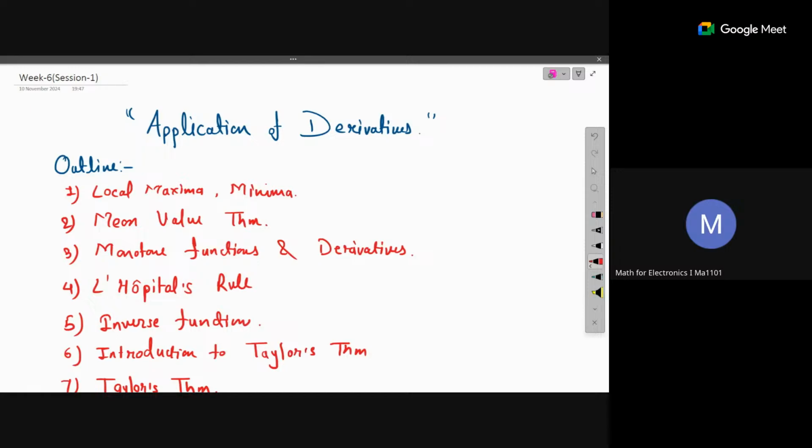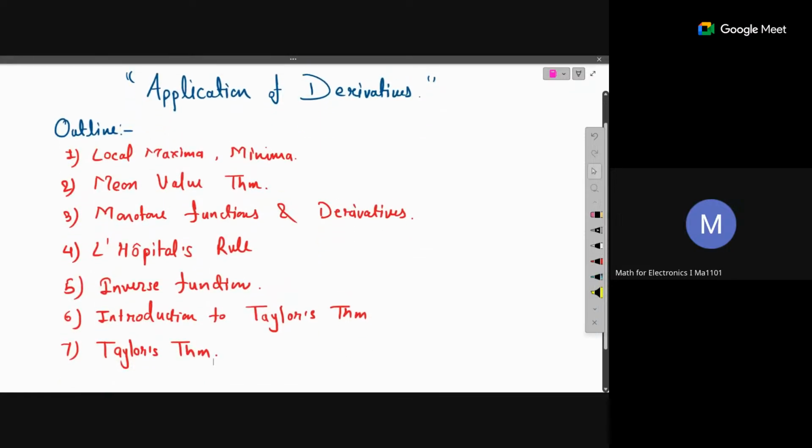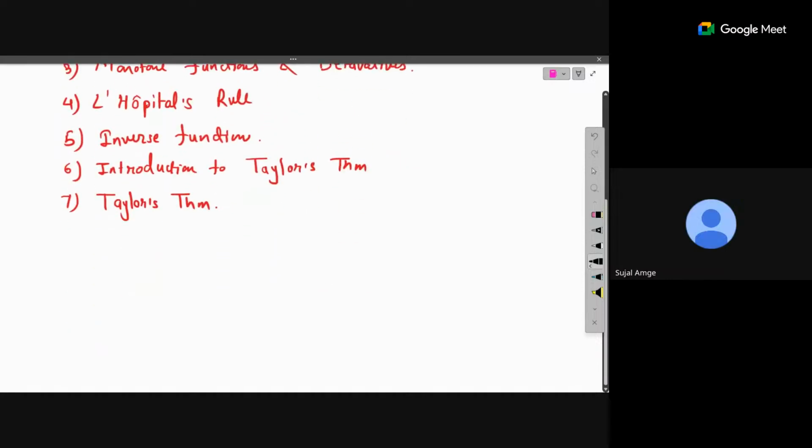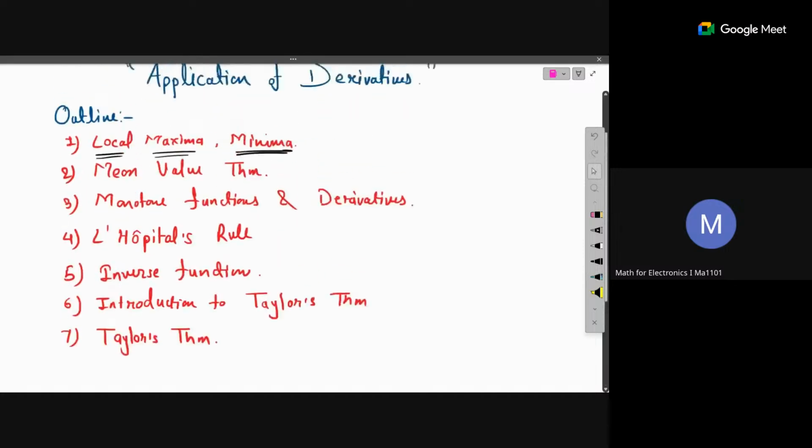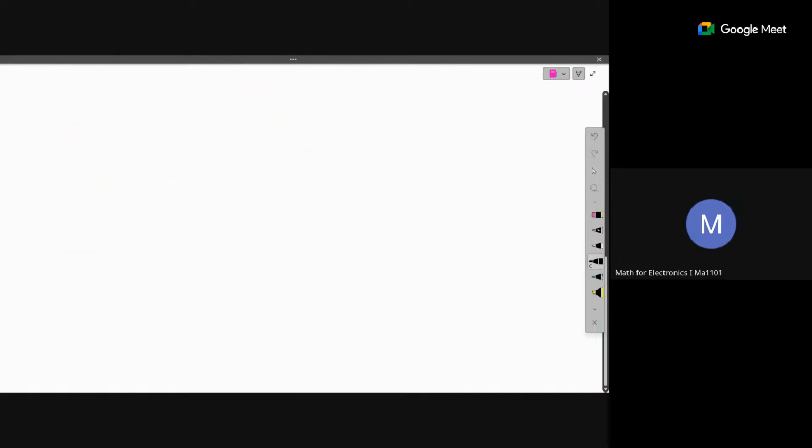Okay, so let's start. These are the topics we will see in this lecture. We'll start with the very basic thing, which is local maxima and minima. My voice is clear, right? Yes. Okay. So we first talk about local maxima and minima.